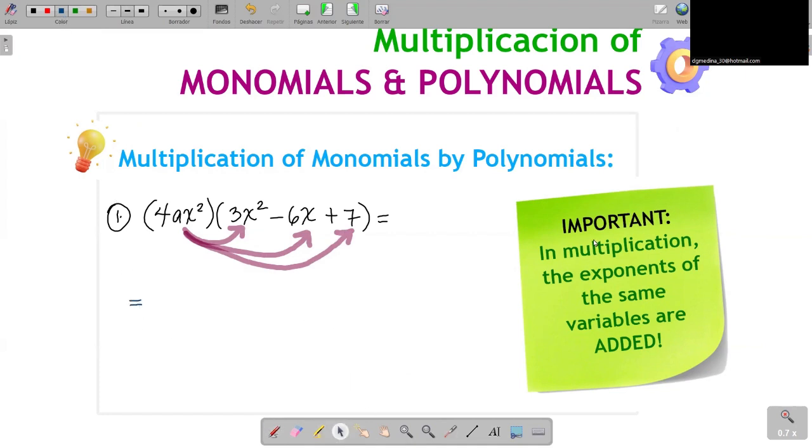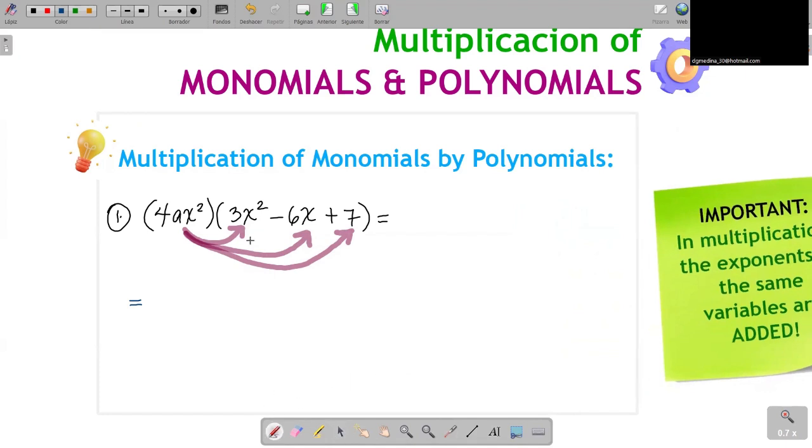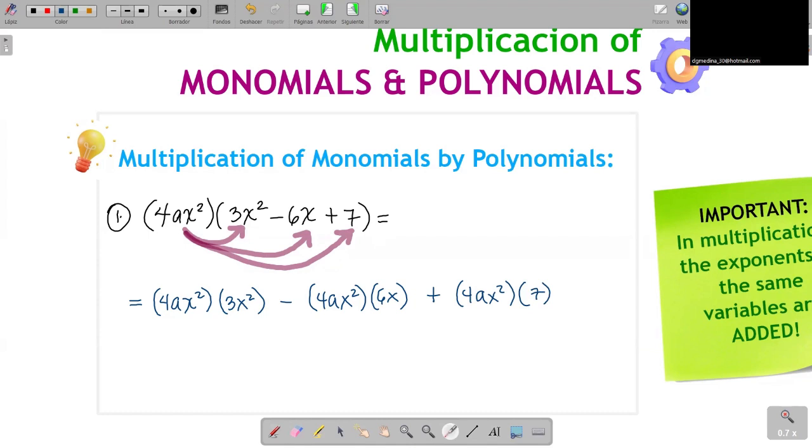I'm going to write it step by step for you to see the origin of each product. So I'm going to write 4ax to the square times the first term. Now the same monomial by the second term, negative, because positive times negative, negative, 4ax times 6x. And positive times positive, positive 4ax to the square times the last term. As you can see, guys, I multiply the first term by this term, the same monomial by the second term, and the monomial with the last term.